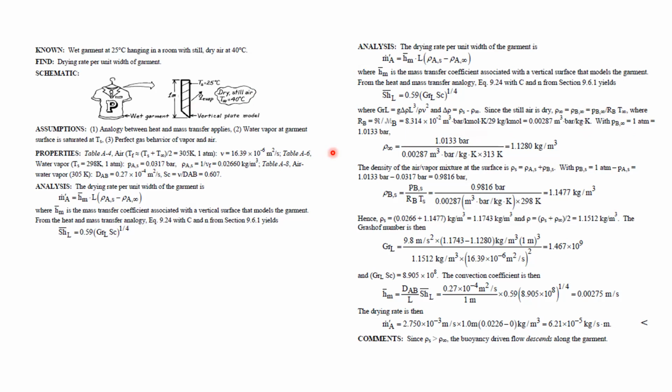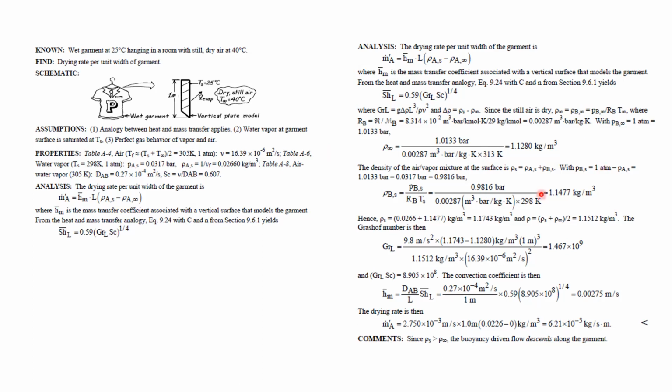So next is the density of the air-vapor mixture at the surface. That is rho_s = rho_as + rho_bs, with P_bs equal to 1 atmosphere minus P_s, which is the pressure of the air. The total pressure we know. So the mixture is an air-vapor mixture, and if you know the density of that, you can determine the other factors.